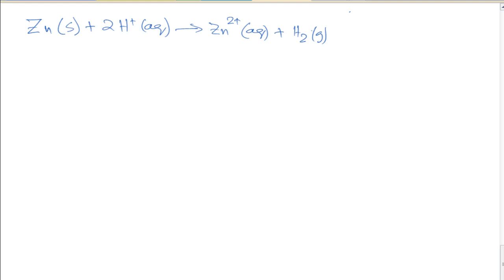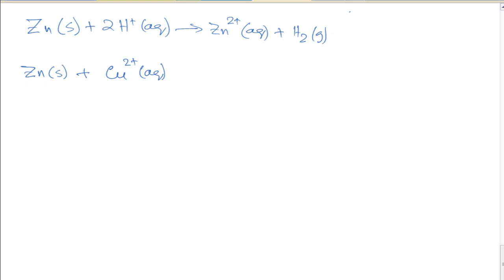There is another reaction where, just like the way you put a piece of zinc in acid, if you put a piece of zinc metal into a copper ion solution, like copper sulfate solution. So I write Cu2 plus aqueous. What will happen is that you will see that this zinc is also slowly dissolving into the solution.